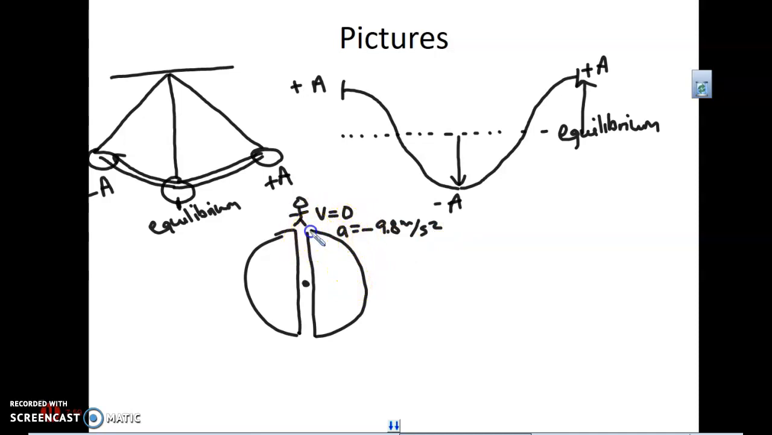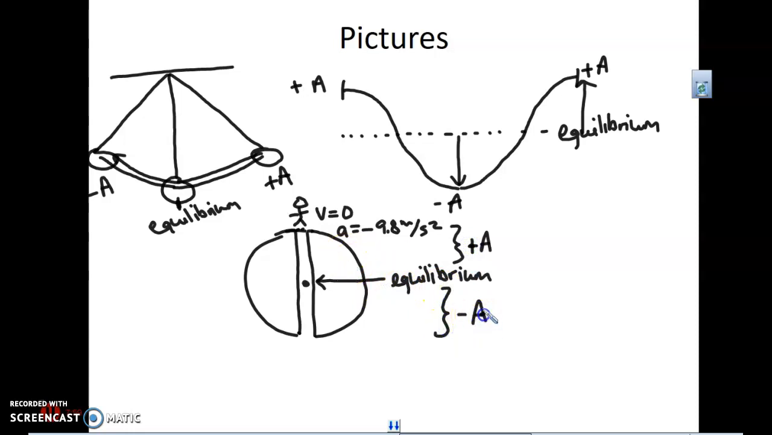Now, as I go, if I jump off the edge, I go plummeting to the center of the Earth. At the very center of the Earth is what we call our equilibrium position. And this is important to understand as we look at simple harmonic motion and circular motion too. So up here, this would be my maximum A, and this would be my negative A.